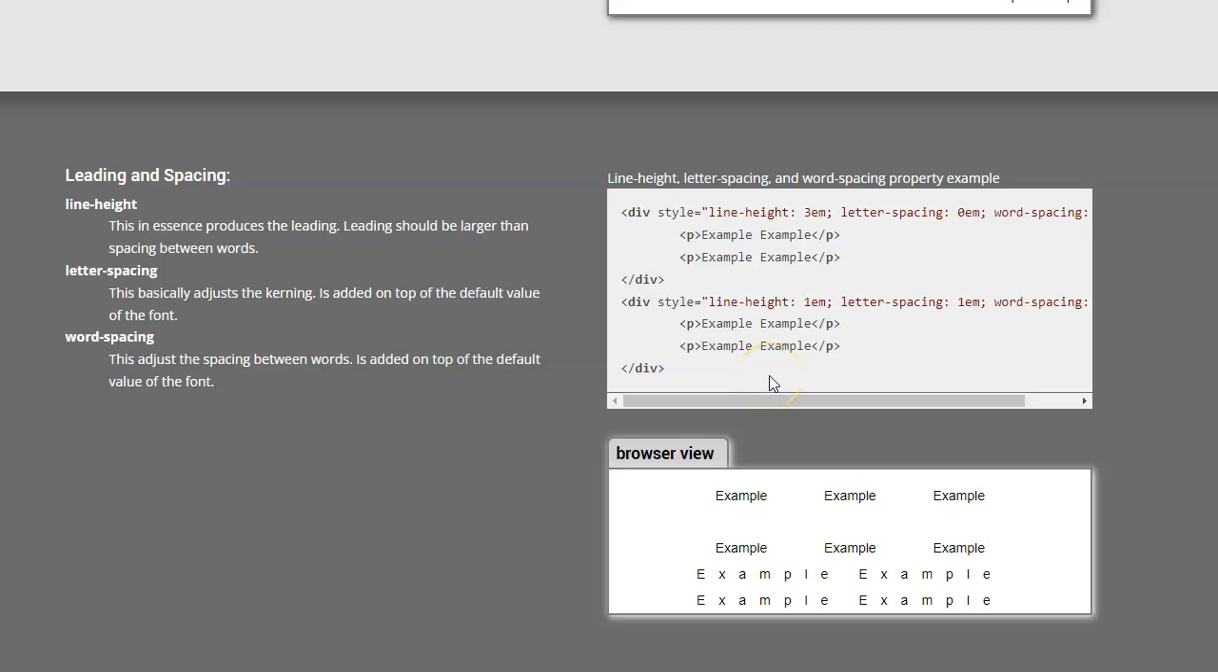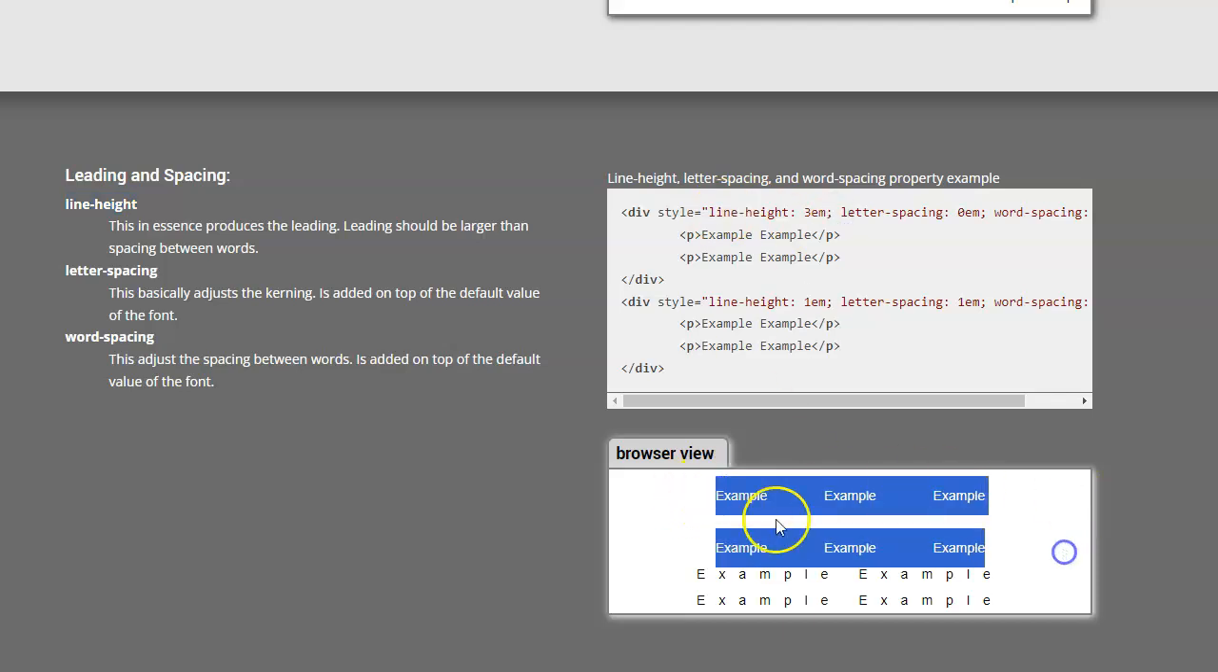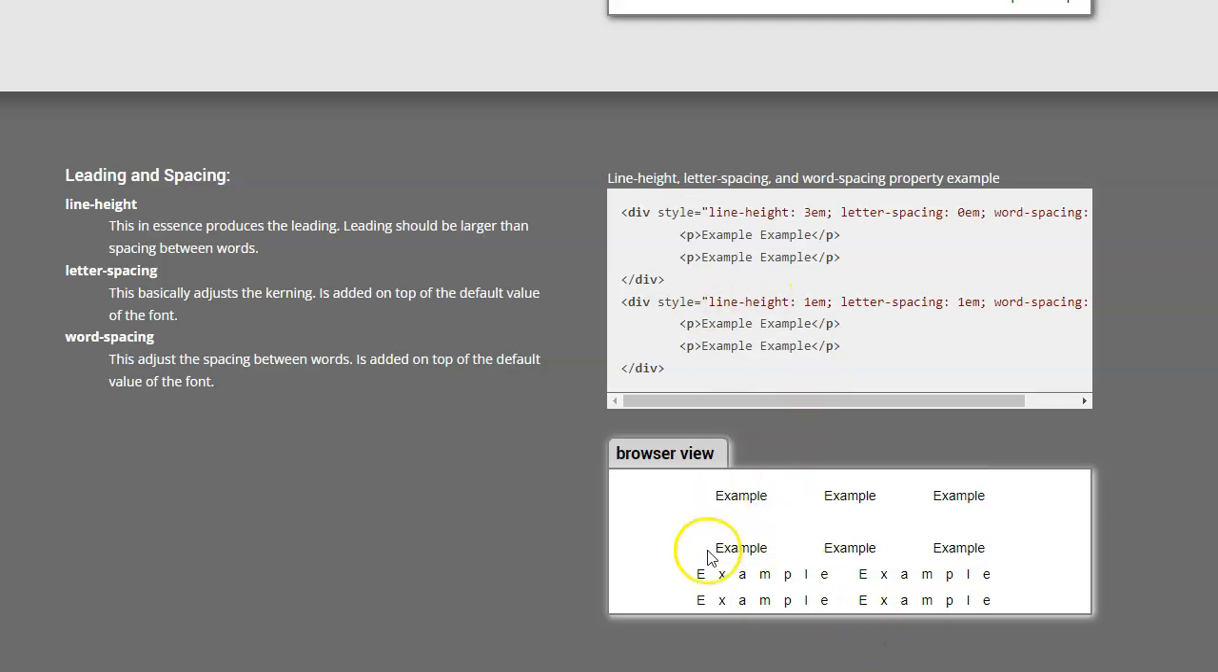So leading and spacing, you're probably familiar with that. Line height would basically be your leading. It's the space between each line of text. If you look here, I put the line height at 3 EM. Notice the space between the top and the bottom, right? As opposed to this one, which is 1 EM, the bottom two. See how much closer these are. So that's just if you need to adjust the leading, right?